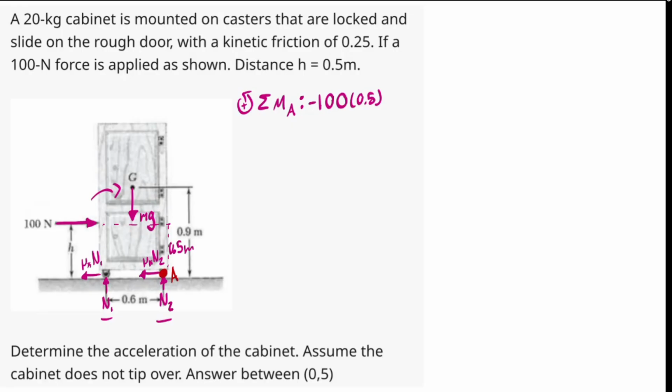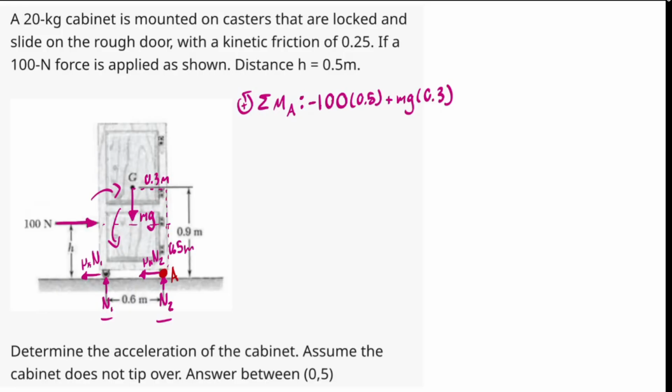We have the mg. So the mg is going to be trying to rotate this thing in the opposite direction, right? It's going to be trying to rotate it into the ground. So it's going to be a positive moment from mg. So there's going to be plus mg times the distance from mg perpendicularly to this point. This distance is half of the width, so this is going to be 0.3 meters. So times 0.3.